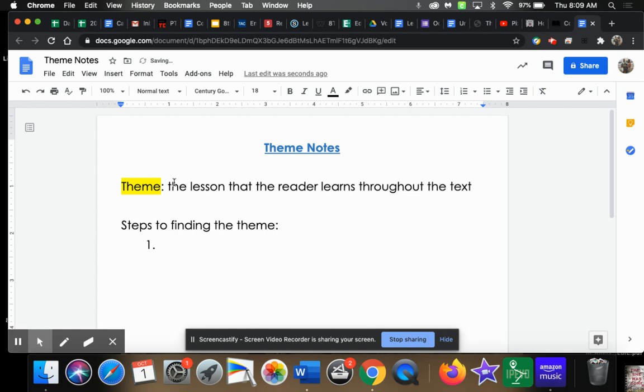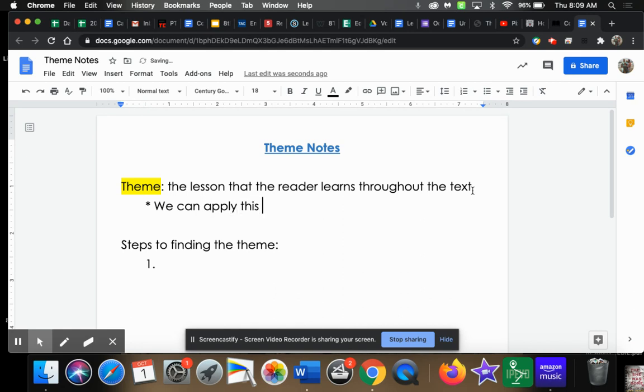Okay, so if you don't have this written down, take a moment and jot this down in your reader's notebook. We should also add that theme is something that we can apply to real life. I'll keep that a star.